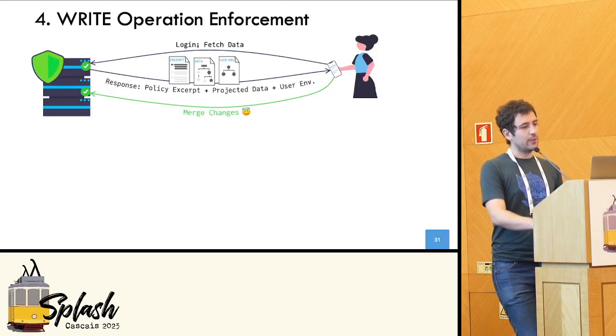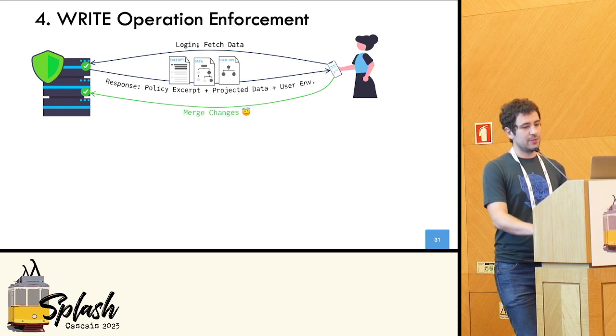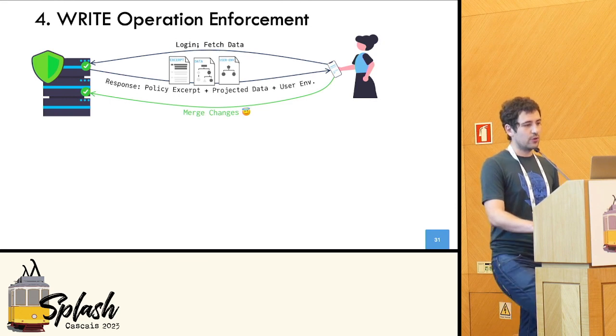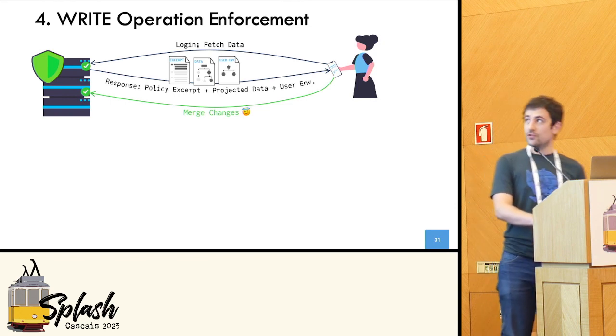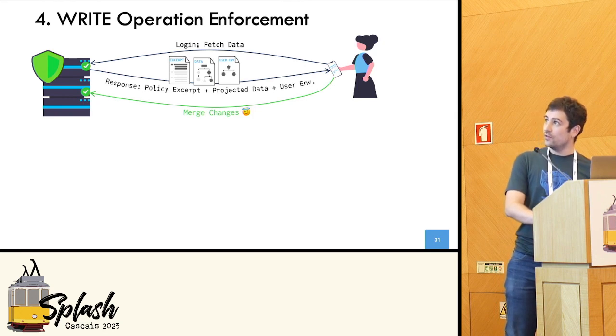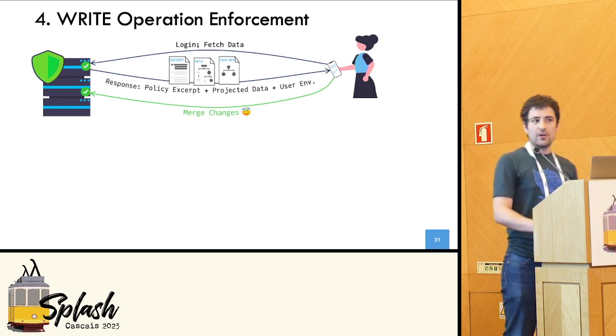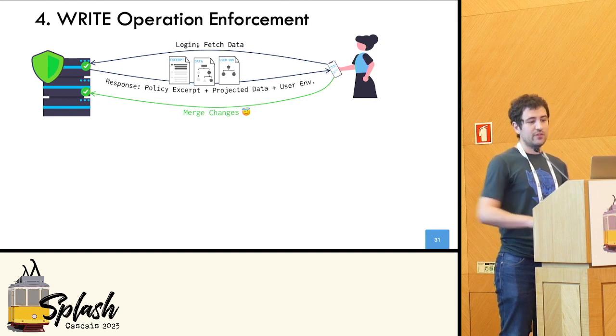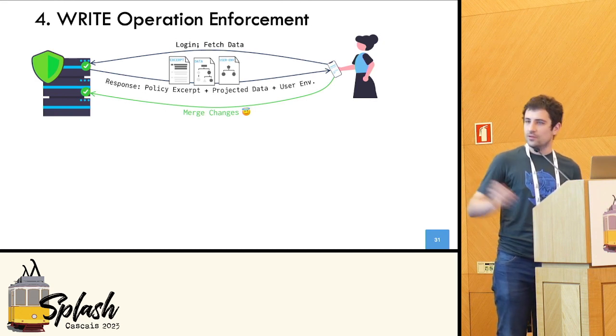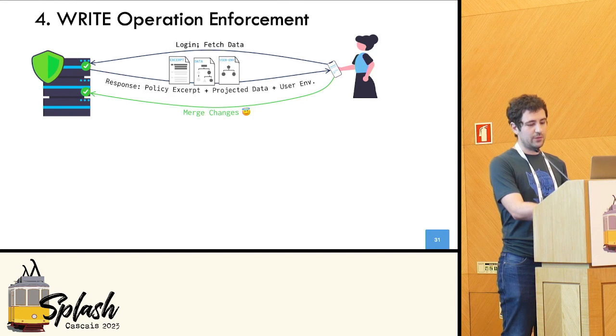And finally, when users write to the data structure, this must be checked at runtime by the leader. The workflow of an application is as follows. First, a blue user logs into the server and fetches a copy of the data, and the server responds with a policy excerpt, projected data, and the user environment. Then as long as the blue user is well behaved, they can eventually merge their changes to the server and it will accept them.